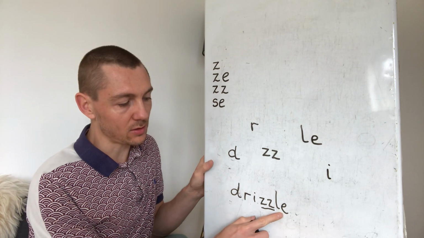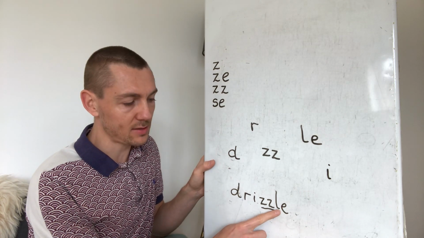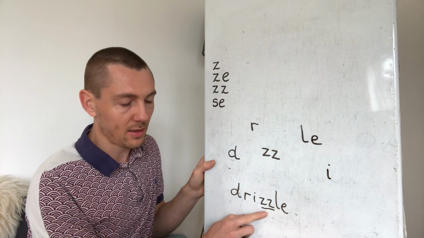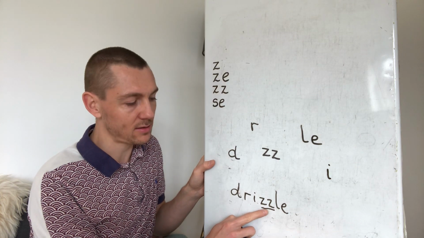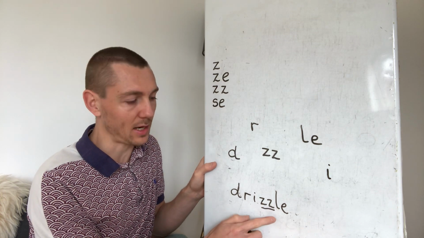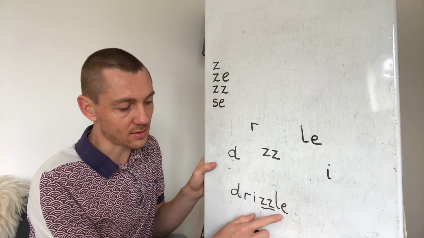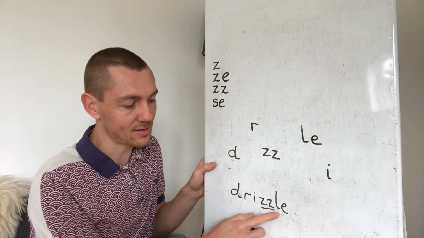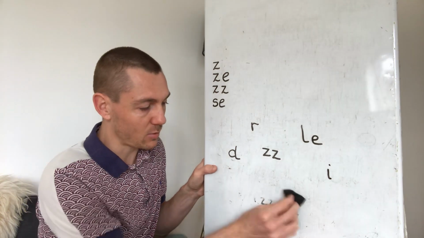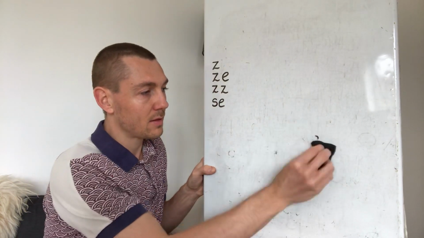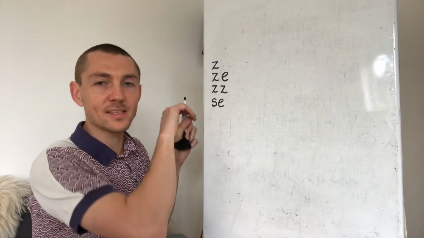Often, where there's an ul sound at the end of a word, spelt with an le, the z sound beforehand will be the double z spelling, okay? So, drizzle, guzzle, dazzle. If you were to write the word fizzle, the firework fizzled out.